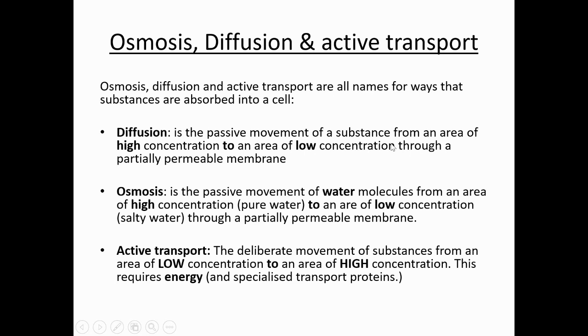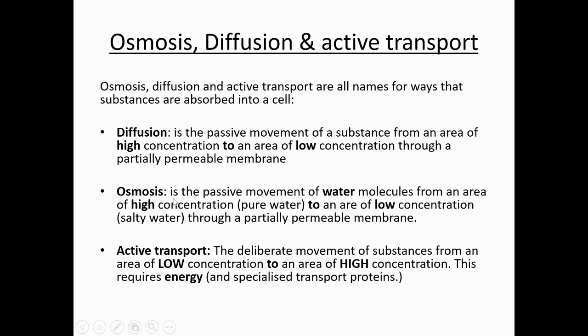It is the movement of substances from an area of high concentration to an area of low concentration. High concentration meaning there's lots of this substance in a given area, to where there's not very much of that substance. And happening through a partially permeable membrane or a semi-permeable membrane, that could be like the cell membrane. So a barrier that does have holes in it to allow the movement of substances. So diffusion: passive movement of substances from an area of high concentration to an area of low concentration through a partially permeable membrane. That's diffusion.